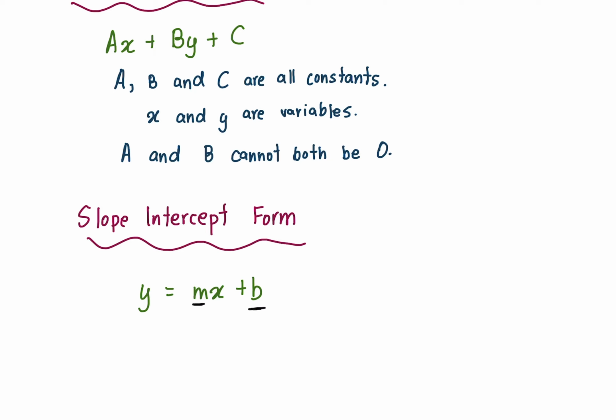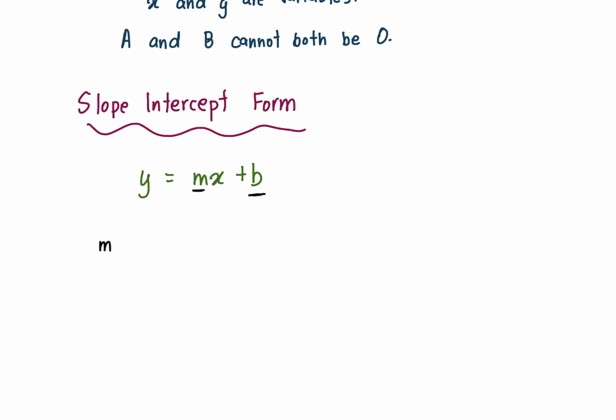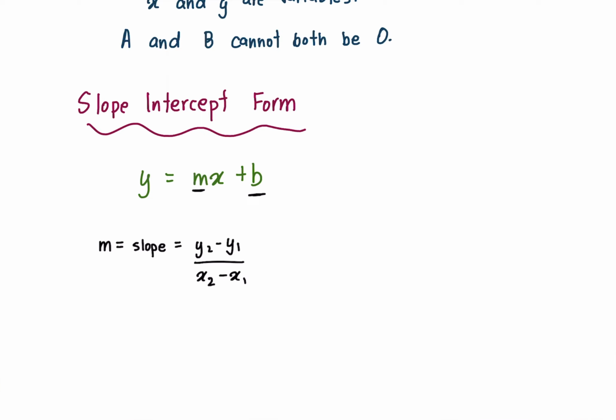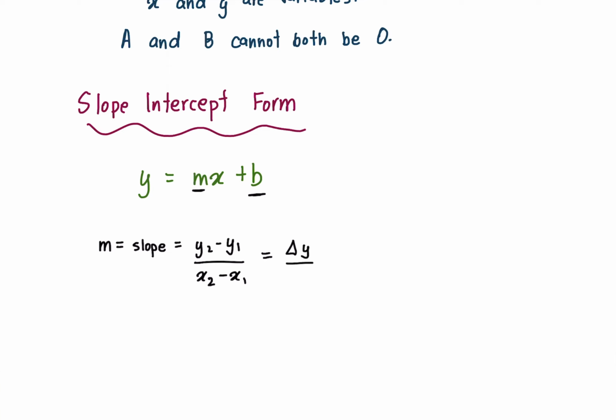First of all, let's discuss what m is. m is equal to the slope. To find the slope, we use the formula y2 minus y1 divided by x2 minus x1. Y2 minus y1 stands for the change in the value of y, which we can also write as delta y, and x2 minus x1 can also be written as delta x.